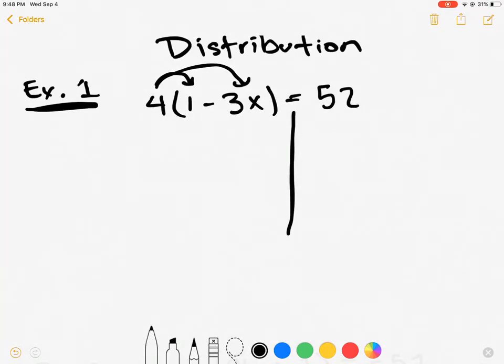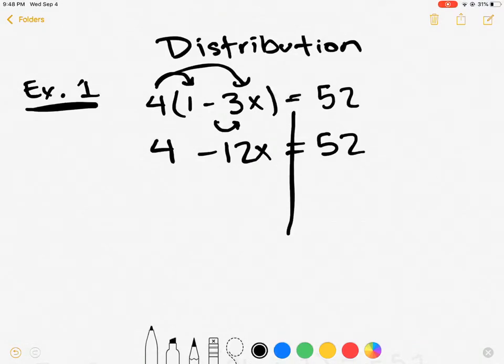So very first thing we're going to do, multiply 4 times 1, our first term, and that gives us 4. And then we're going to distribute our 4 to a negative 3x. Okay, 4 times a negative 3x. That negative is going to go with the term to the right, the 3x. So 4 times a negative 3x, that's going to give us a negative 12x. And then our equation is still equal to 52 on the right.